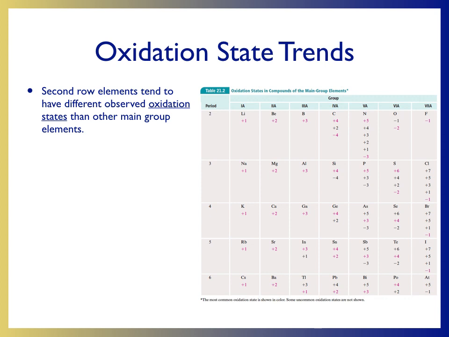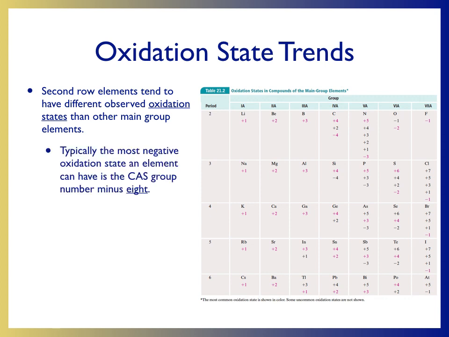We can look at some other trends in oxidation states. The most negative oxidation state that a main group element typically has is usually equal to the CAS group number minus 8. Remember that the CAS group number, which is the Roman numeral with an A next to it, tends to be the number of valence electrons an element has.